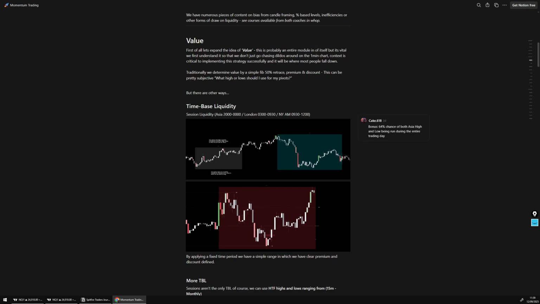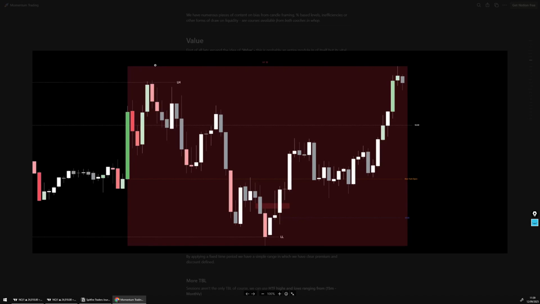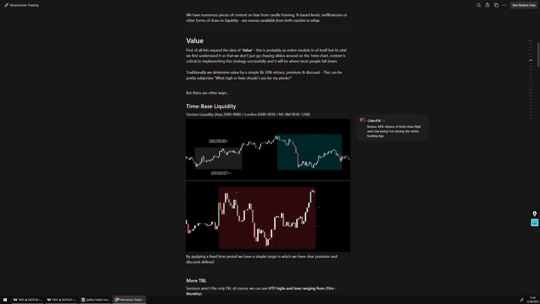Okay, so it's not a subjective pull on X pivot, Y pivot. This is the Fibonacci range that you should be using. It takes away the subjectivity of it a little bit, and there it is. So in this example, you can see quite nice sweep of Asia highs, sweep London lows. Okay, yeah, little bonus there for you as well.